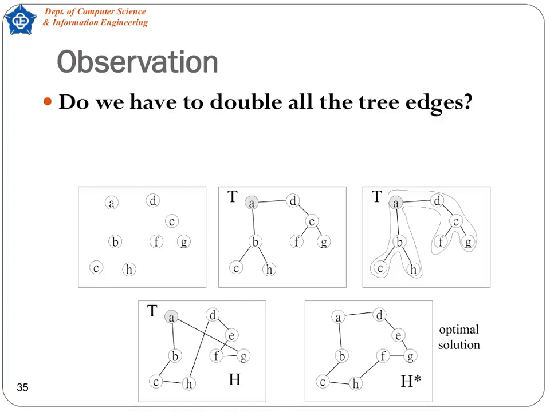In the bottom left panel, we see the modified graph H, where some edges are duplicated but others are used only once. Finally, the bottom right panel shows H*, the optimal tour, which cleverly avoids doubling particular edges while still visiting all nodes and returning to the start. This example shows we don't have to double every tree edge to achieve the best possible tour.